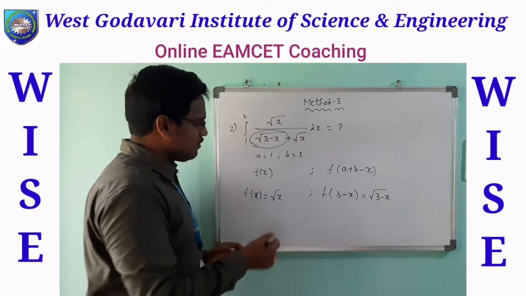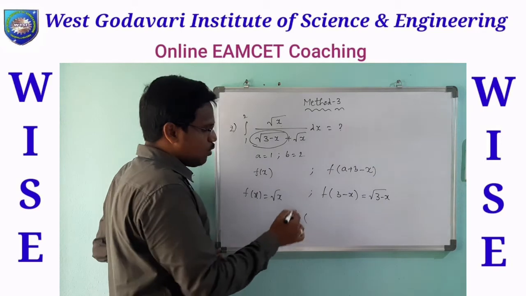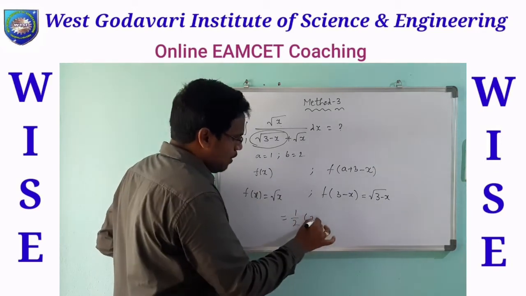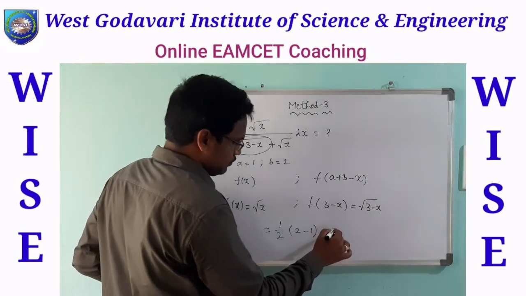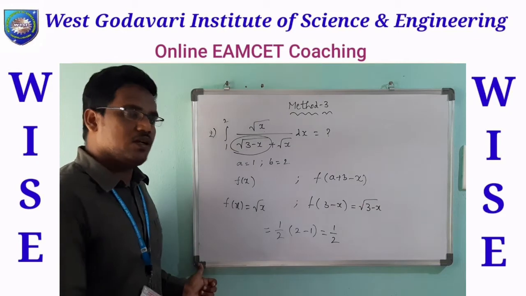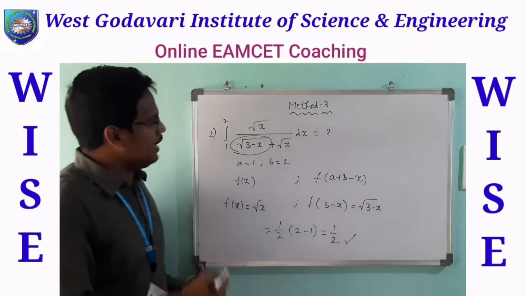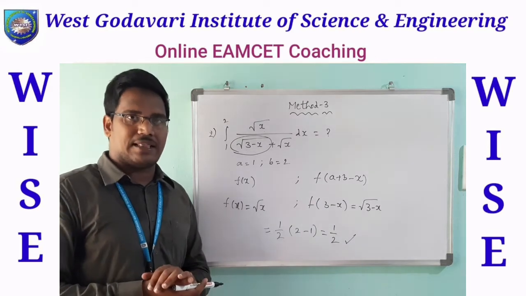So the result of the problem is 1 by 2 of b minus a. So that is equal to 1 by 2. Here b is 2, minus a is 1. So that is equal to 1 by 2. This is the result of the second question. Now see another question regarding this method 3.